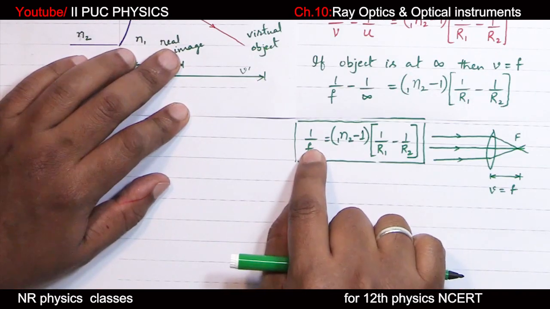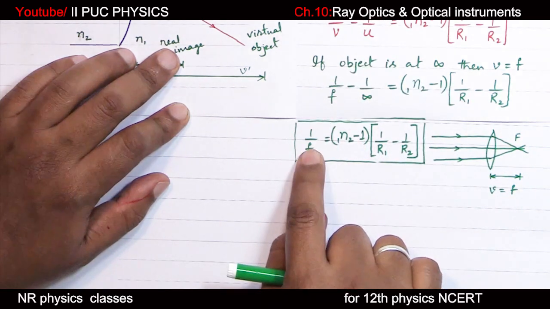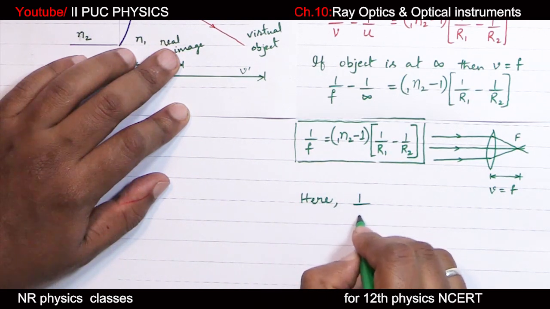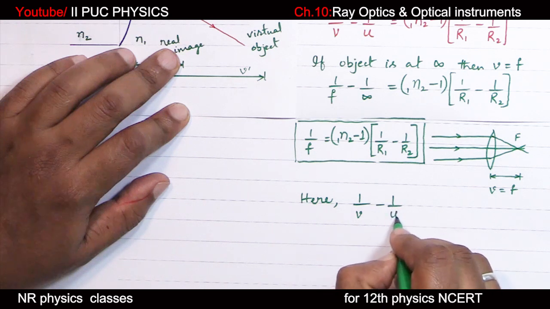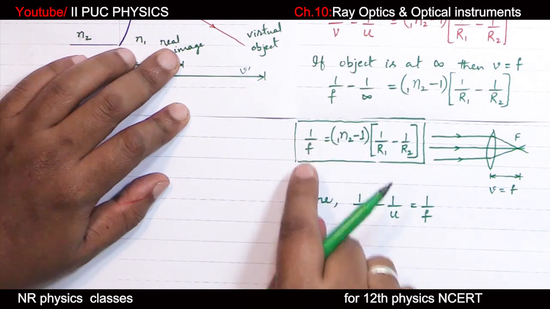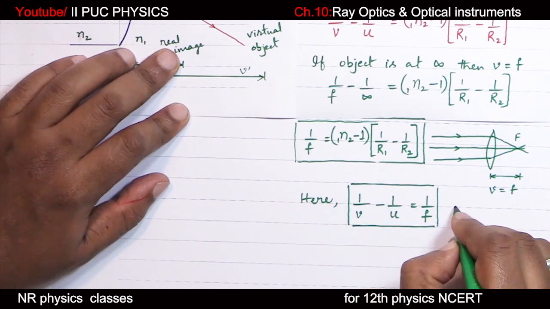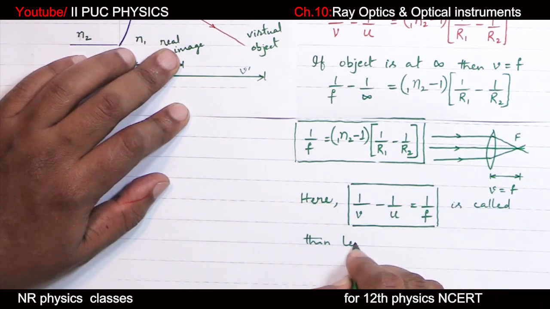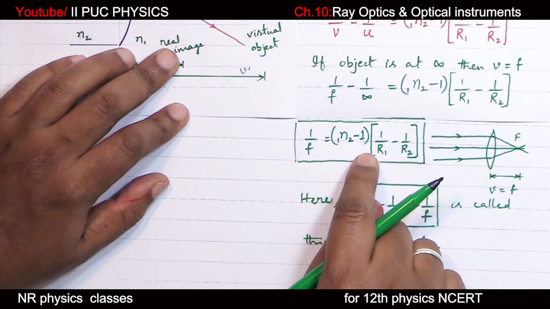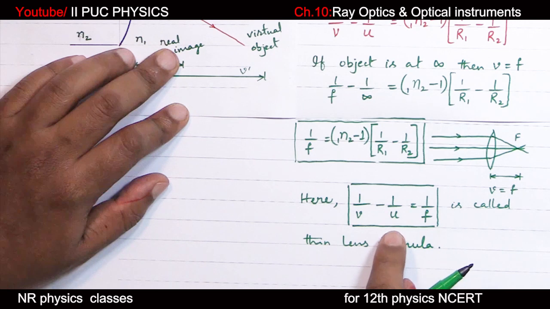And here, if you observe carefully, instead of 1 by V minus 1 by U, we have 1 by F. One by V minus 1 by U equal to 1 by F. So this is called thin lens formula. So this is thin lens formula and this is lens maker's formula. Students, in your syllabus you have the derivation of this and not the thin lens formula. Okay.